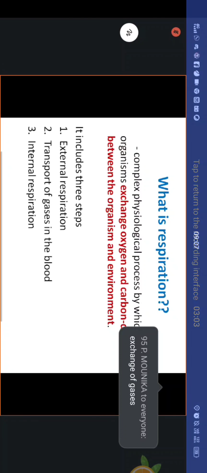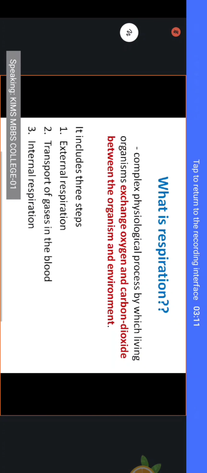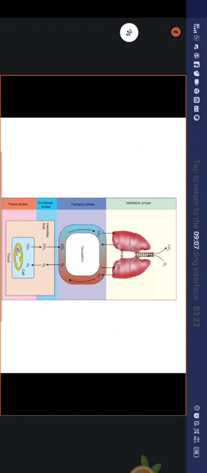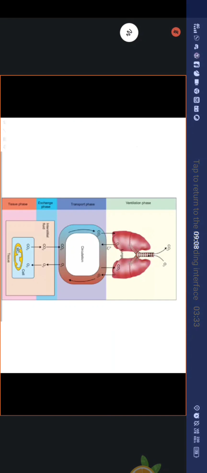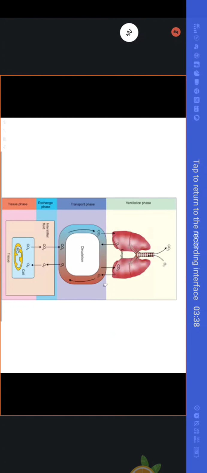So the three basic steps or phases include external respiration, transport of gases, and internal respiration. Internal respiration also involves two steps: diffusion into the tissues and cellular or cell respiration. So this is the ventilation phase, that is the exchange of oxygen and carbon dioxide with the environment, as the respiratory tract opens to the exterior. Then comes the diffusion of oxygen and carbon dioxide across the respiratory membrane.